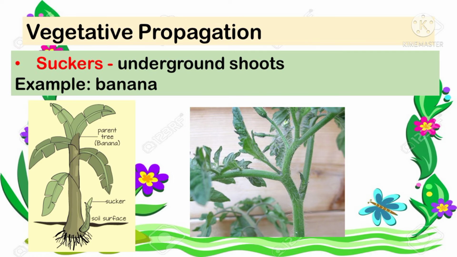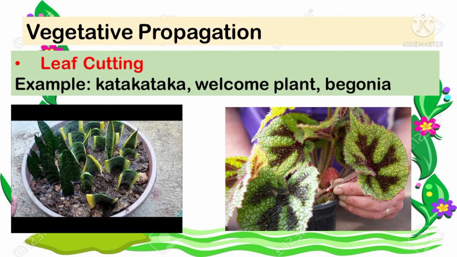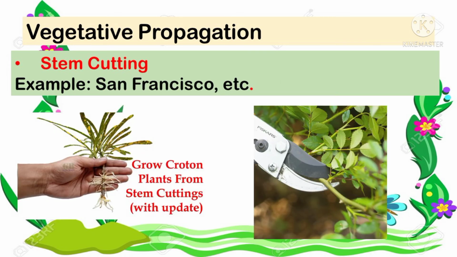Example, banana. Leaf cutting. Example, katakataka, welcome plant, begonia. And last type is stem cutting. Example, San Francisco.